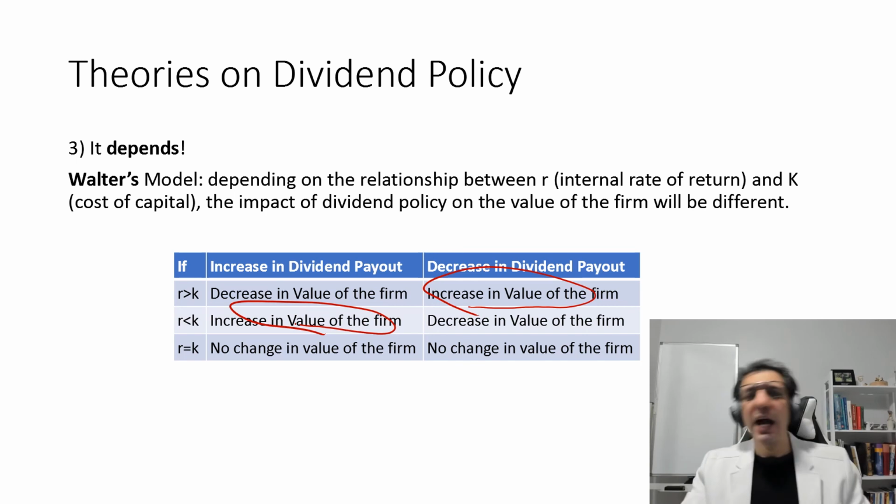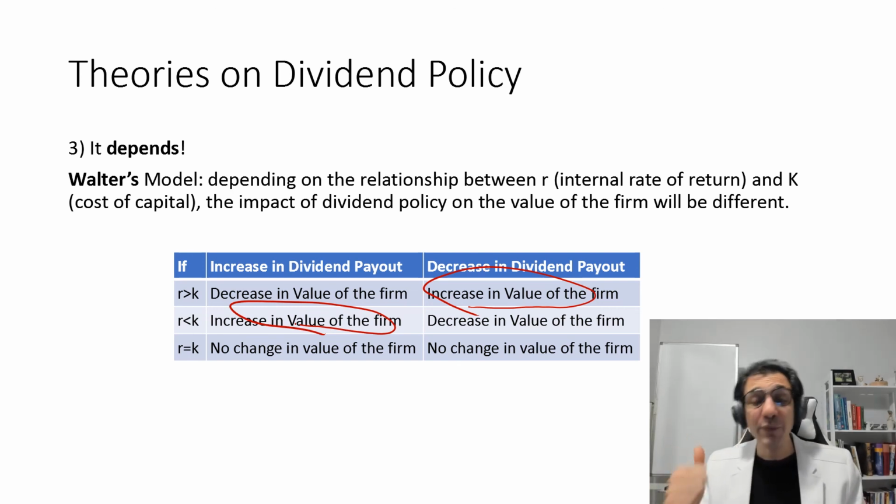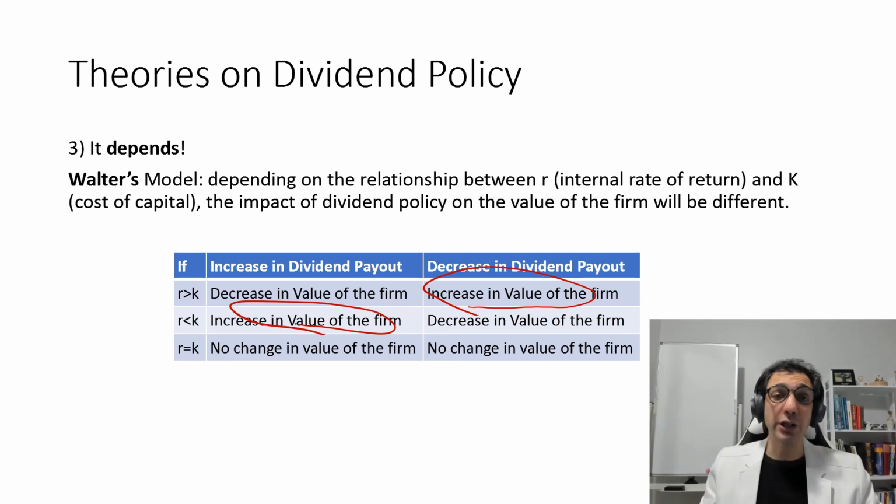And finally, if the cost of capital and the internal rate of return are the same, now we can go back to the first theory, Modigliani-Miller, who argued that dividend policy, payout policy, is irrelevant. Now, in this third scenario, if R is the same as K, it doesn't matter whether you are keeping the money or paying out dividends. There is no impact on the value of the firm.